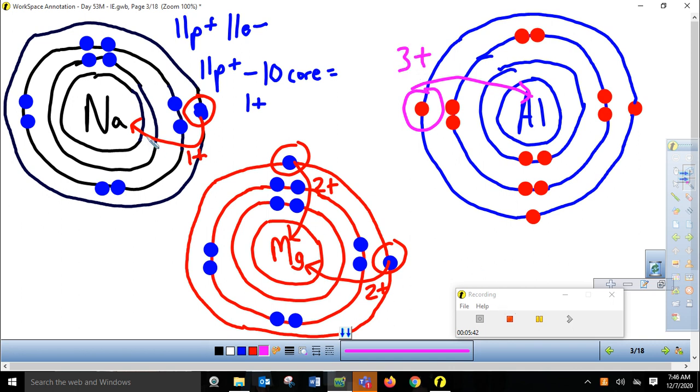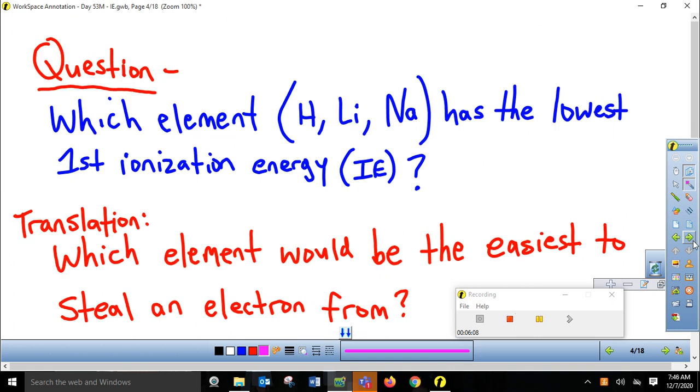So distance is all pretty similar. All right. So the dominant factor here is the ENC, the pull from the nucleus. So which will be easier to steal from? It will be easiest to steal from sodium, right? So sodium has the lowest ionization energy. It's easiest to steal sodium's electron because sodium is holding on to it with the weakest force, the lowest ENC.